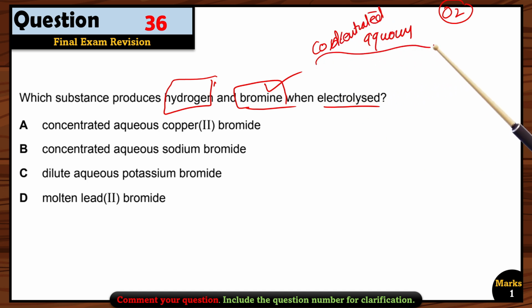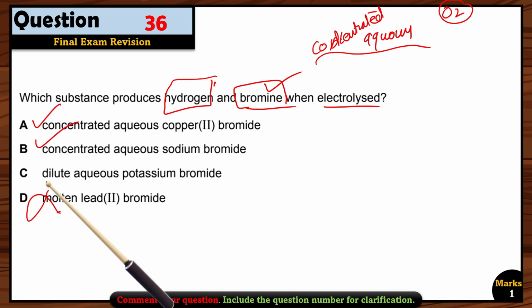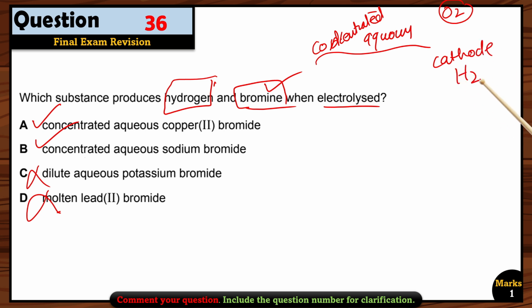So let's see where we can find concentrated aqueous. Molten, of course, is wrong, and dilute is also wrong. Now let's see these two options one by one. When the solution is aqueous, at the cathode you always get hydrogen. You remember that one, right? But I told you there is an exception. If you have a copper solution, you will never get hydrogen. You will get copper at the cathode.